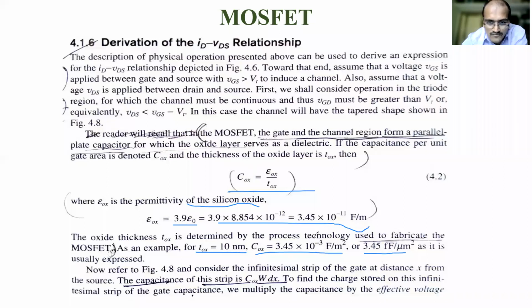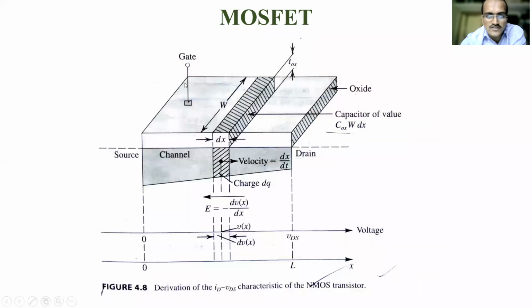I will show you that figure, otherwise you will not understand how I am taking all these things. This is the picture of the MOSFET I have taken. This is the oxide layer here, and this is the gate electrode. Here you have the distance, and this is the width W and then the length L of the channel.